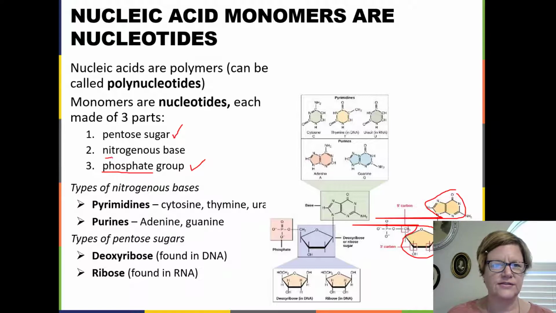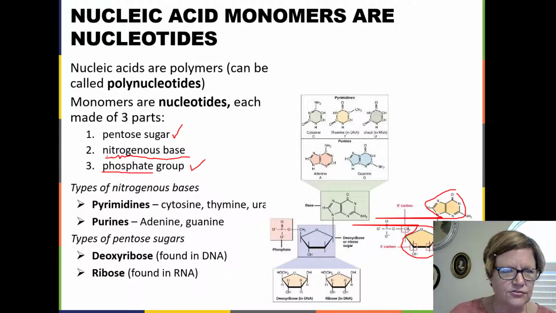So the only thing that's going to give us a little bit of difficulty is the nitrogenous base. But notice what's in here, nitrogenous base. A nitrogenous base contains nitrogen. So that's going to be a good clue for us.